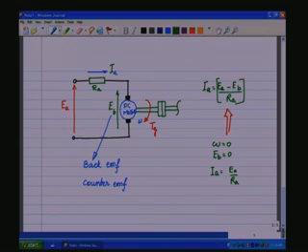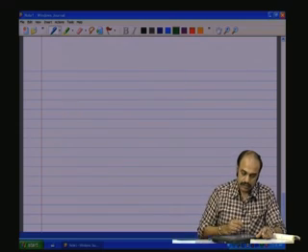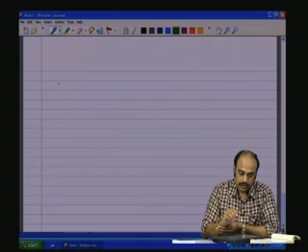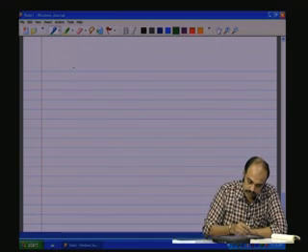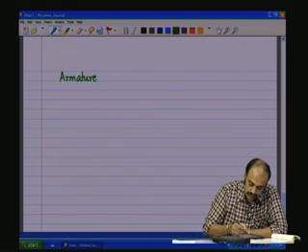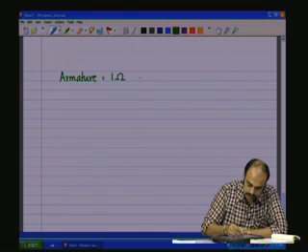So, to understand this, let us work out a small example. Let us say the armature has a resistance of 1 ohm. This is RA.